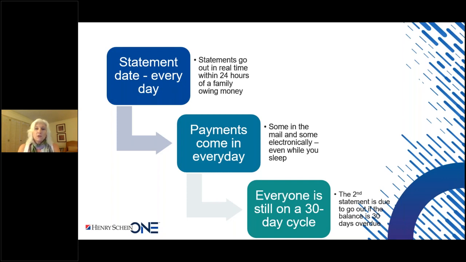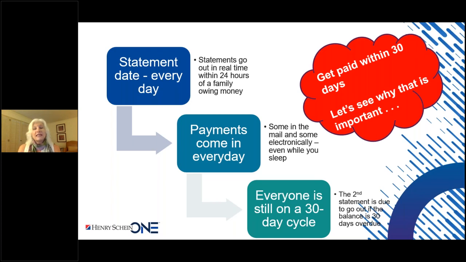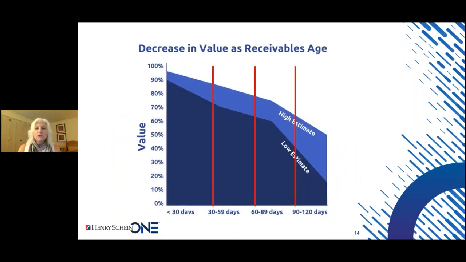So when you do a 30 everyday billing, then the second statement is ready to go out when the balance is 30 days instead of 60 days. And so you are usually getting paid within 30 days instead of a 60-day past due. And I want to show you why that's so important. So when you look at this, I love this graphic. I show this graphic a lot, because it shows you that decrease in the value of your accounts receivable if your accounts go past 30 days, go past 60 days, or even go past 90 days.